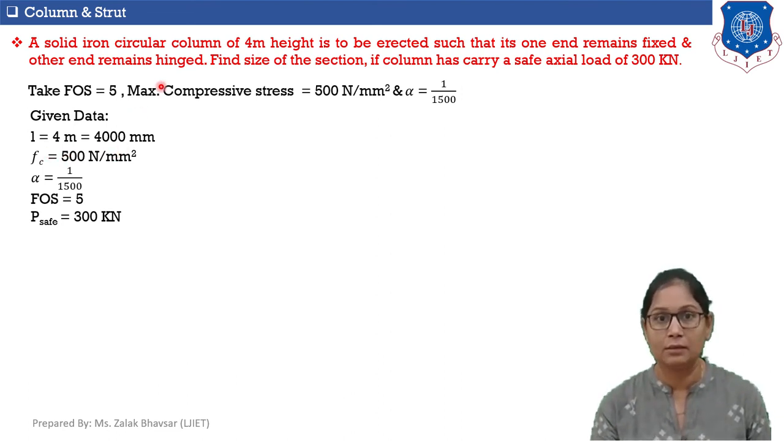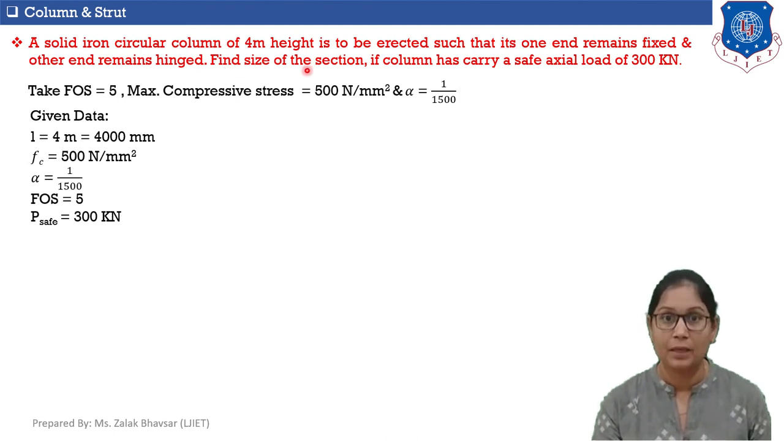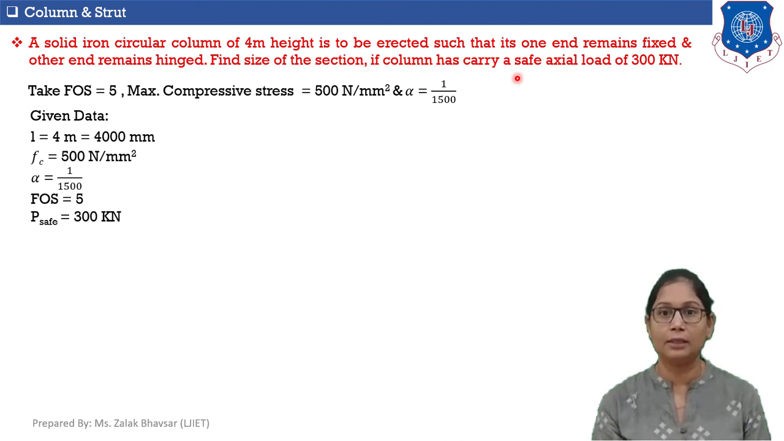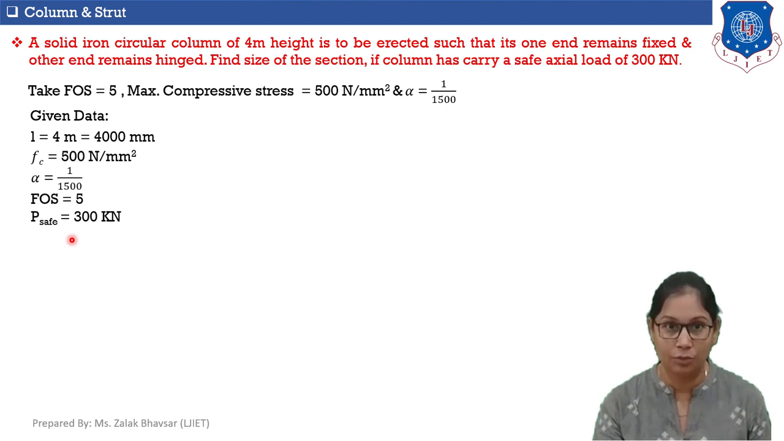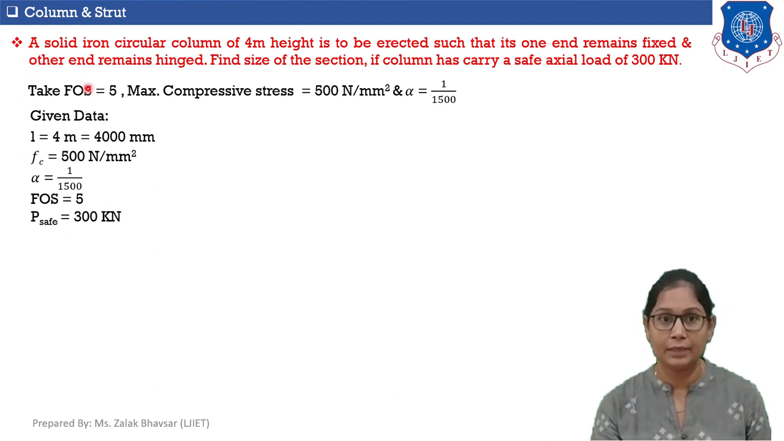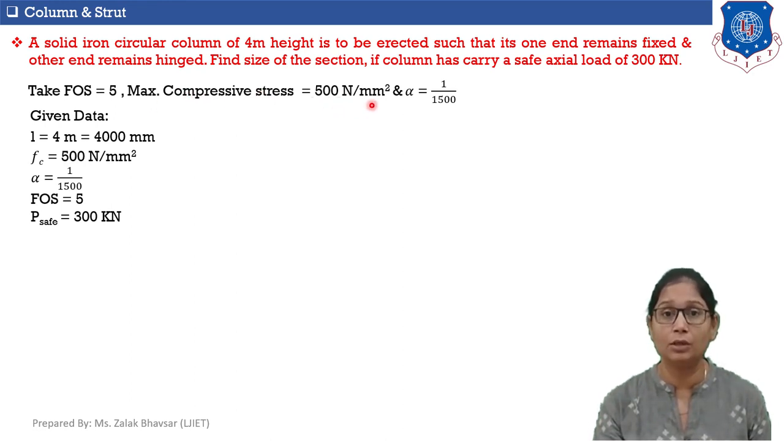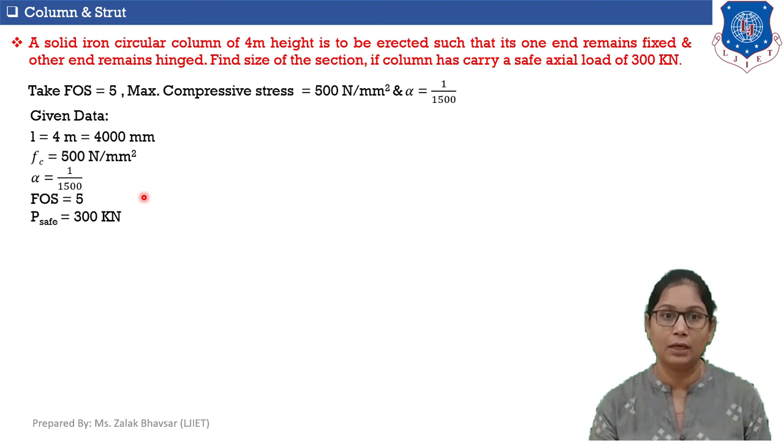We need to find the size of the section. If the column carries a safe axial load of 300 kilonewton, here P safe is given, which is 300 kilonewton. Again, factor of safety is equal to 5, and maximum compressive stress is equal to 500 Newton per mm square, which is also given. Also, value of alpha is given, which is 1 upon 1500. So these are the given data. Now let's start solving our numerical.